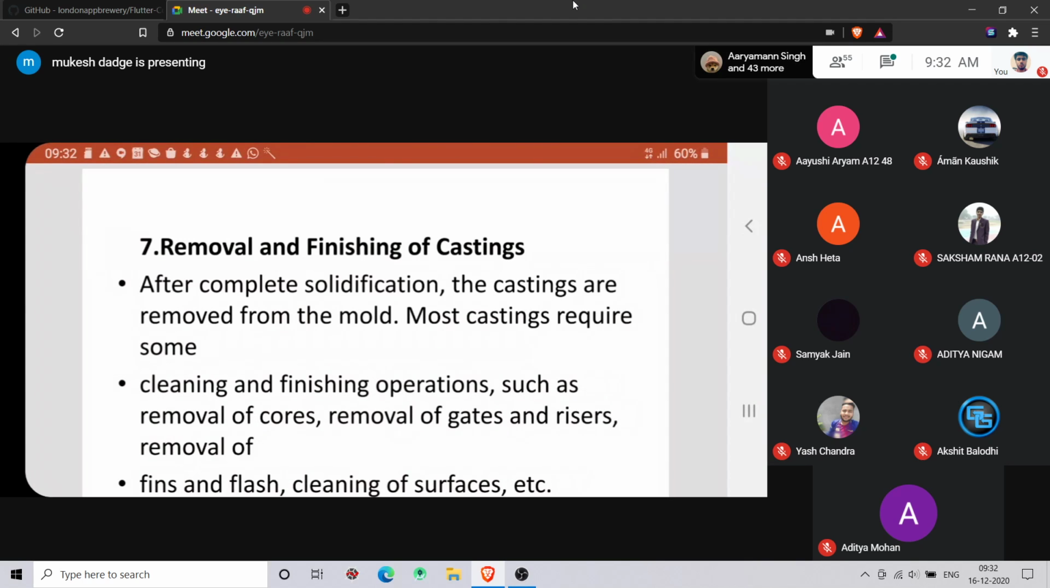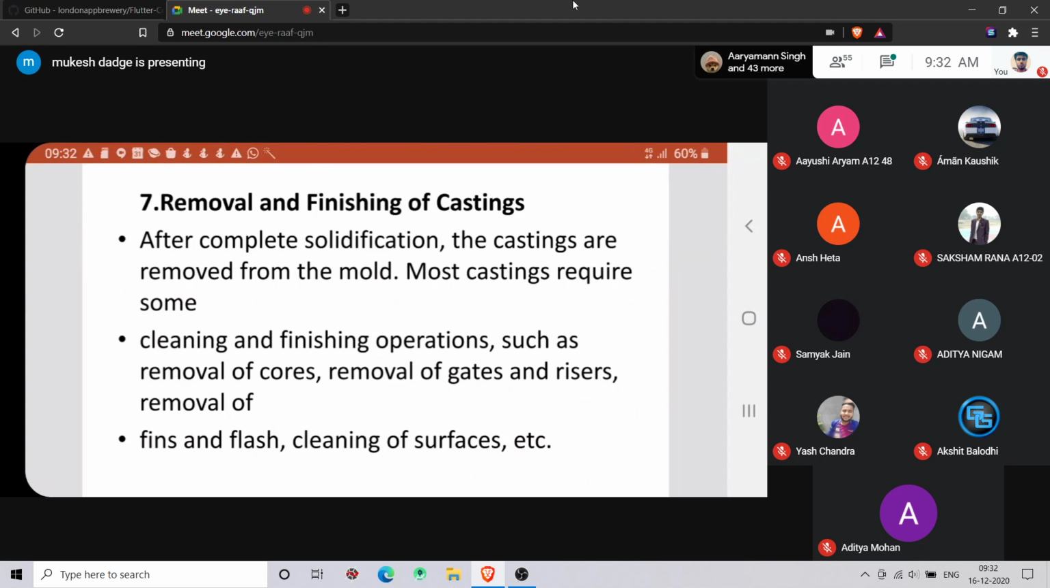Finally, removal and finishing of casting. After complete solidification, the castings are removed from the mold. Most castings require some cleaning and finishing operations such as removal of cores, removal of gates and risers, removal of fins and flash, cleaning of the surface, etc. So the dots should be removed.